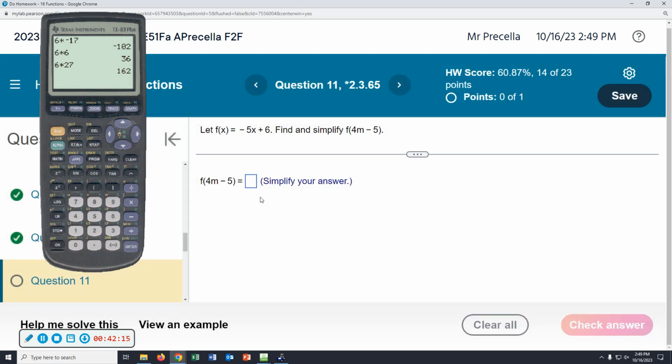Okay, now this one we better write down something. Problem 11. F of x is negative 5x plus 6. And look at what it says to find. F of 4m minus 5. Negative 5x plus 6. Write it down correctly.